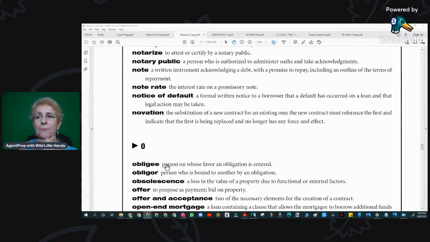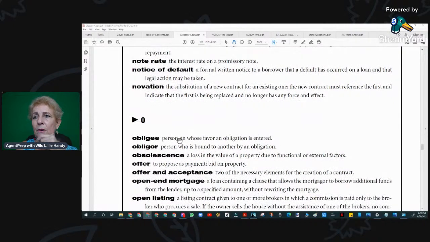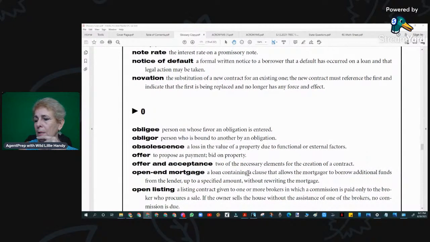Obligee, double E, right? Person in whose favor an obligation is entered. So they are the receiver. In this case, this is like the mortgagee. So the obligee is the mortgagee. The obligor, the person who is bound to another by an obligation. So the obligor is the mortgagor that is obligated to pay the lender, who is the mortgagee or the obligee. And it could be a private owner that provided a personal seller financing type of sale.